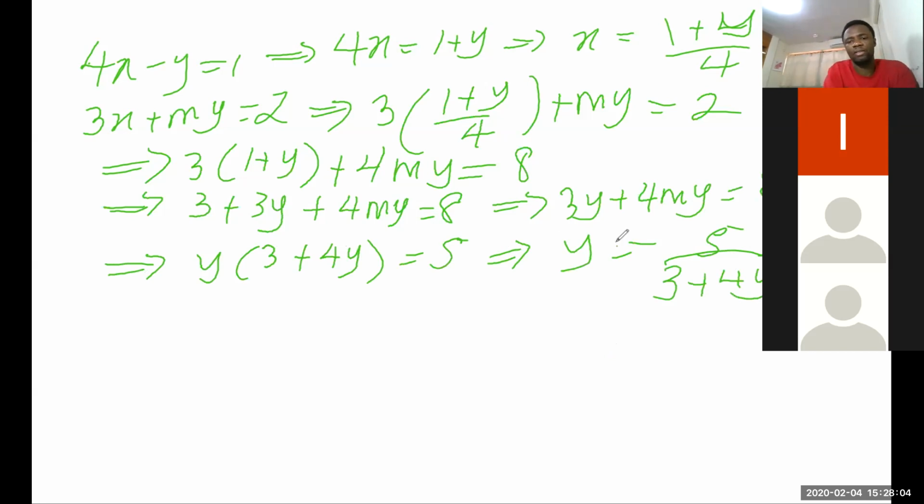Now, why is this important? Remember, inconsistent means no solution. No solution means this does not exist. When do we say a fraction does not exist? A fraction, does anybody know? Raise your hand, please. When do we say a fraction does not exist?